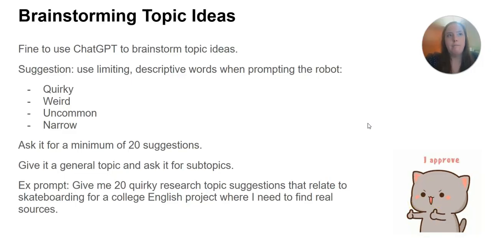I think that AI is going to give everybody the same X number of topics if you just give it a generic brainstorm. So if you're going to use it to brainstorm, I think you should let it know a little bit about your interests. Ask it for weird, uncommon, quirky, narrow ideas, and ask it for a lot more than you would need. Don't just ask it for 3 or 4. If you wouldn't be overwhelmed with 20 to 100 suggestions, then ask it for as many as you wouldn't be overwhelmed going through.